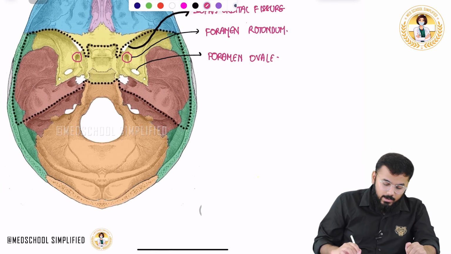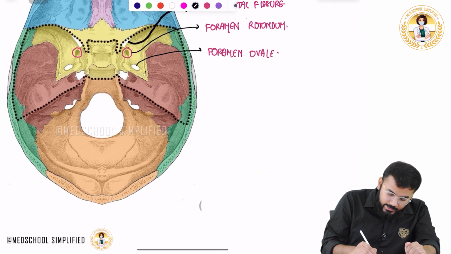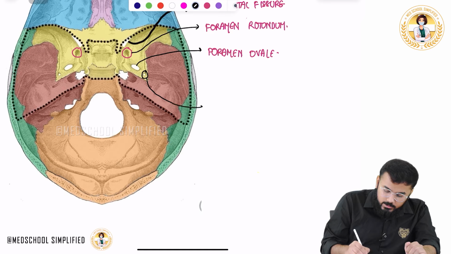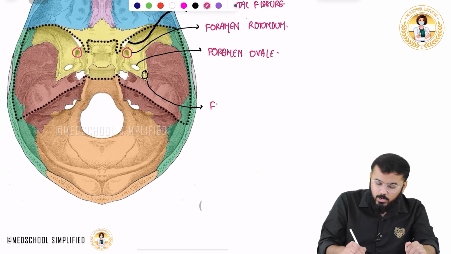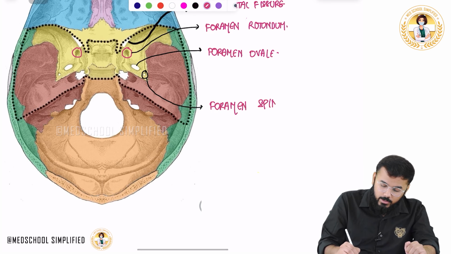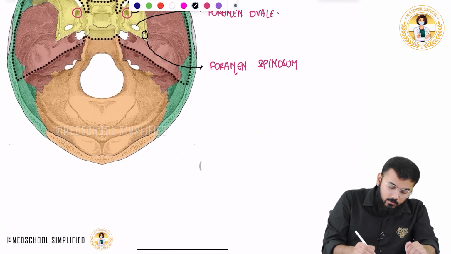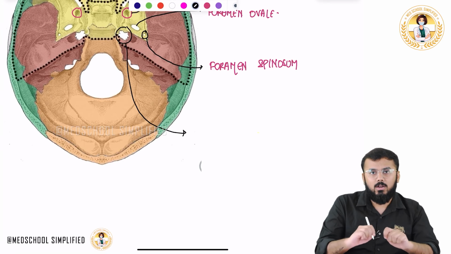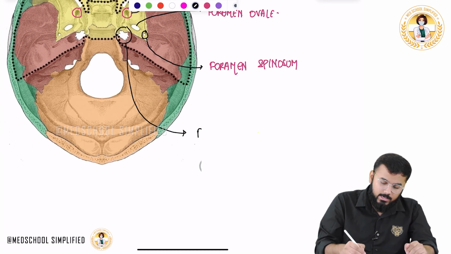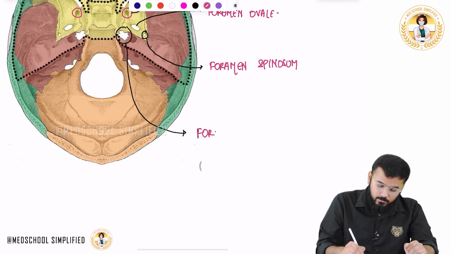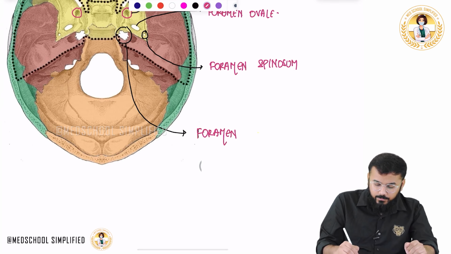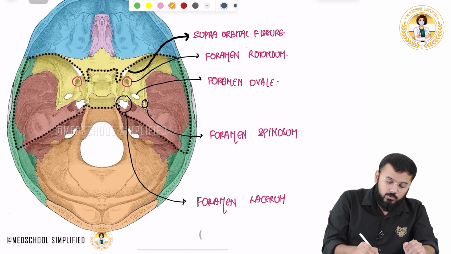Foramen ovale. And after that, you see a very tiny small foramen here. This tiny small foramen is called as foramen spinosum. Okay, and lastly we have got one foramen which is in the form of a lacerated shape, right, a torn away shape, right? So this is called as foramen lacerum.